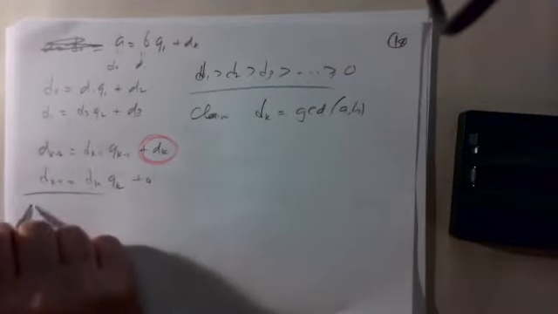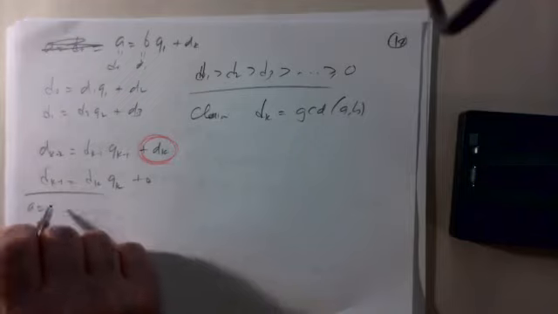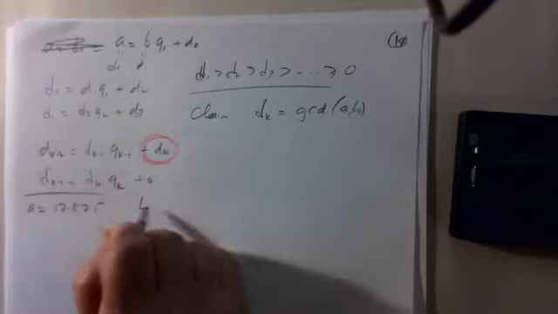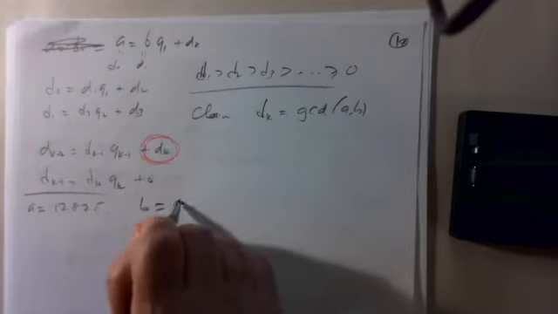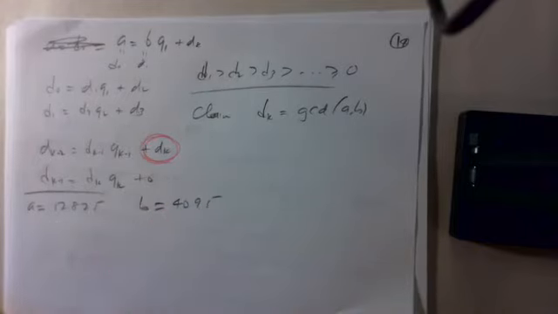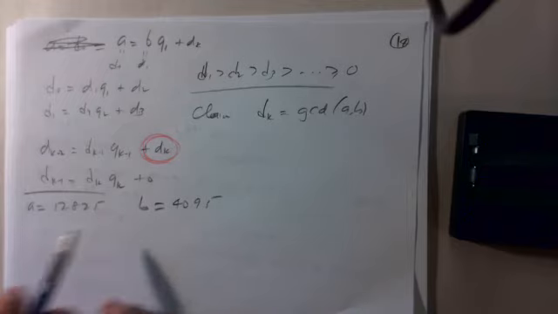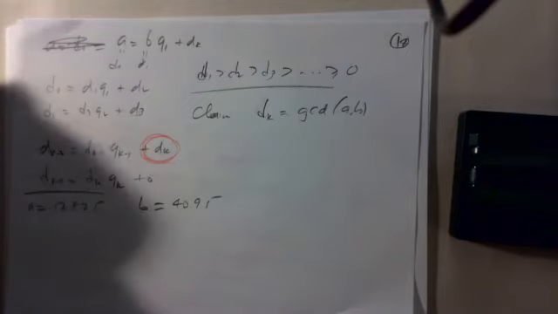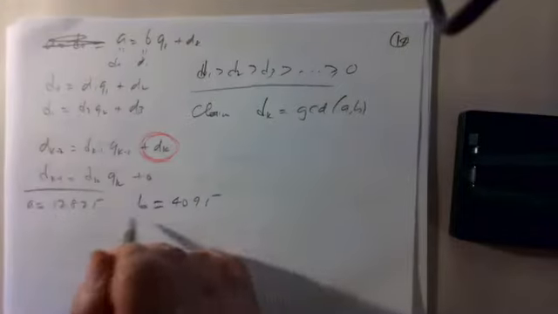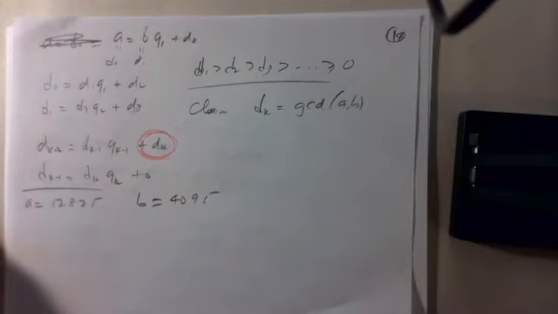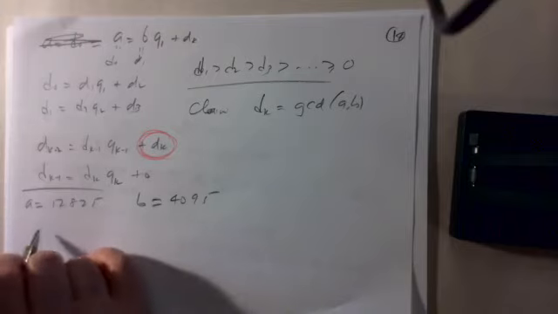So this is an example. Suppose I let A be equal to 12,825 and B equal to 4,095. Of course you can tell by looking that both of these numbers are divisible by 5. So 5 is a common divisor of A and B, but it might not be the greatest common divisor. So we do division.